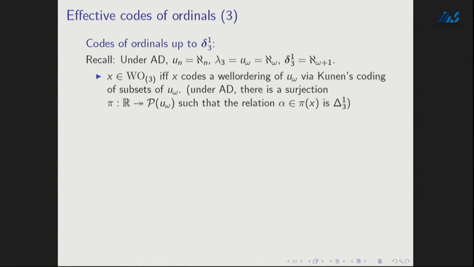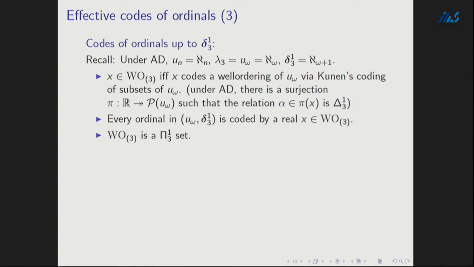So there is a surjection from reals to the power set of ℵ_ω, whose complexity is δ^1_3. And from this surjection, I can get a code for every subset of ℵ_ω from a real number. We can call this set WO_3, and this set is the higher level analog of WO, which is the code of ordinals below ω_1.